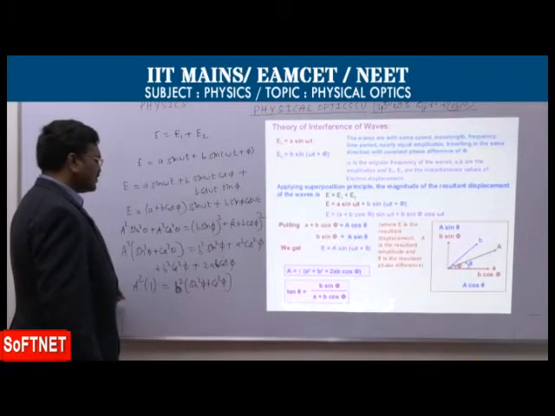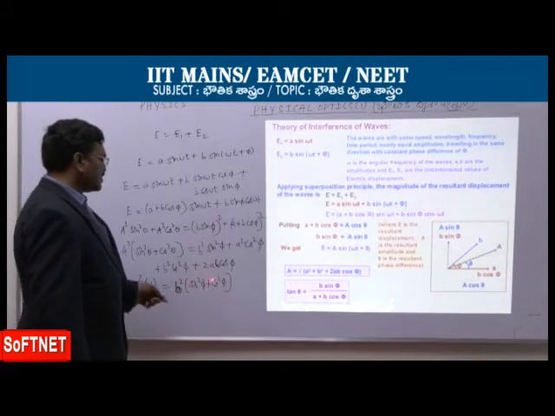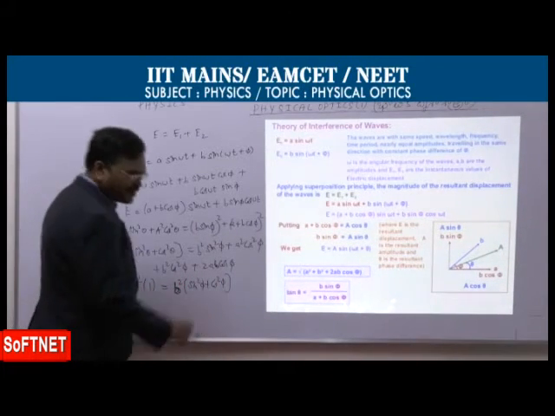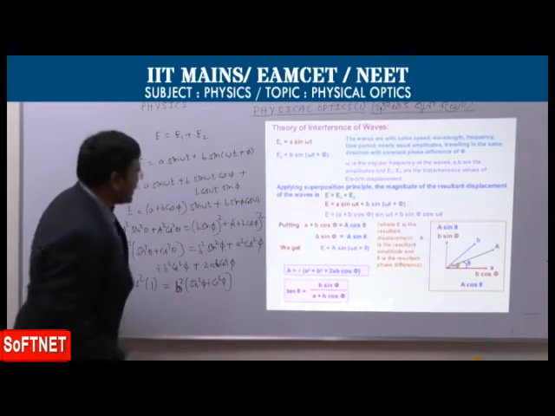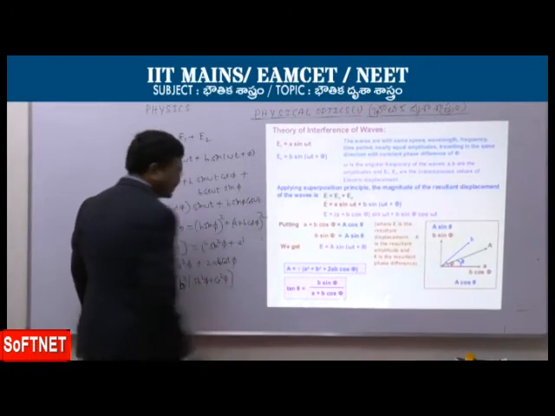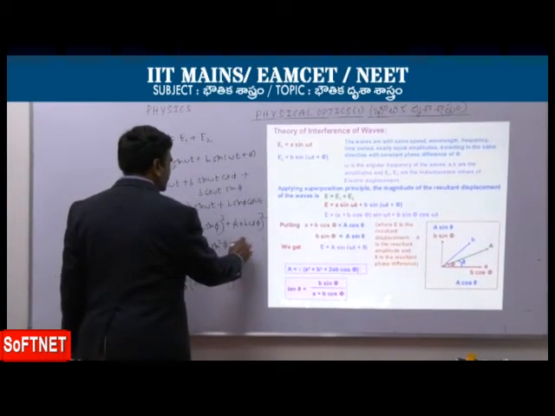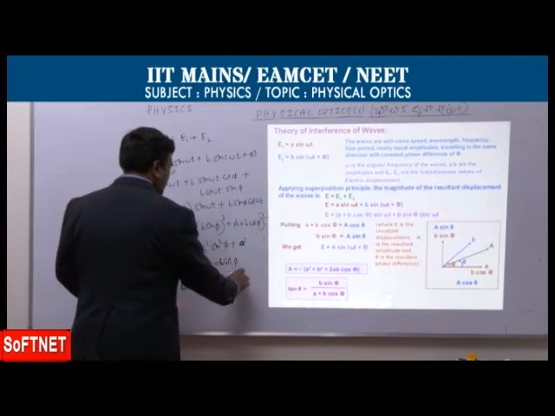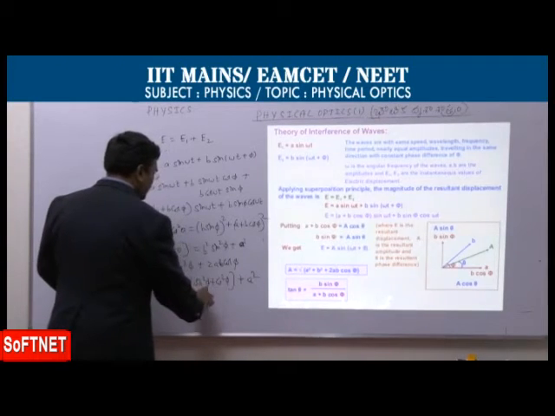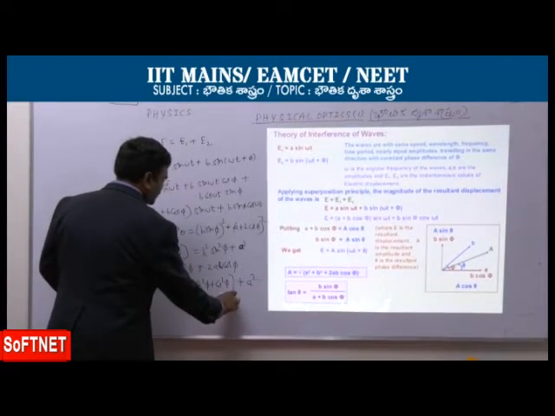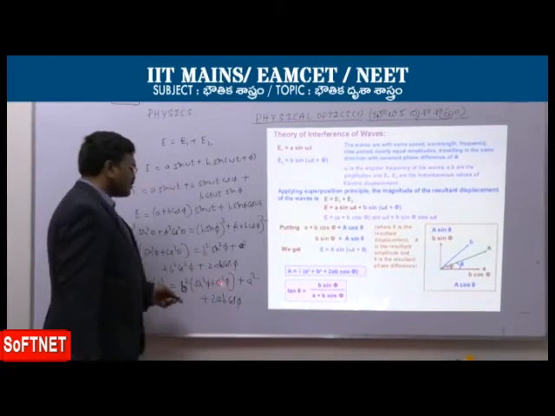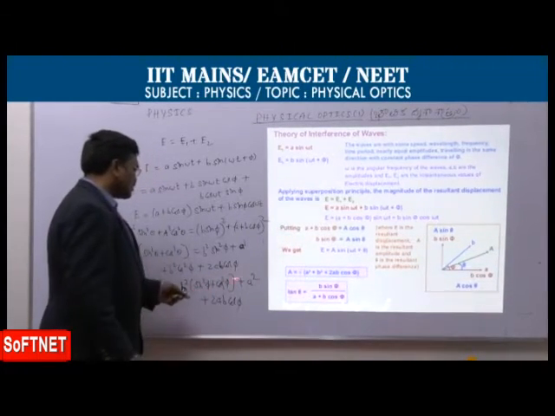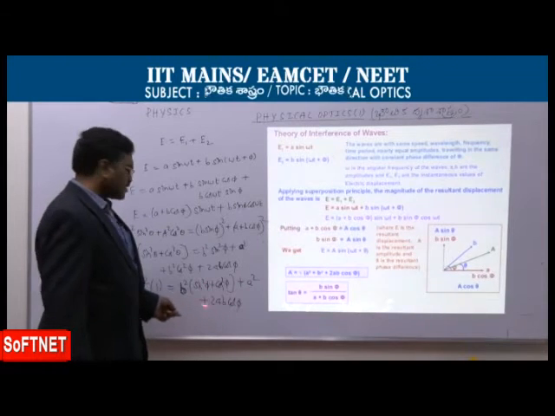Here, b square times sin square pi plus cos square pi is how much? Here it is a square only, a plus b cos pi. So we are getting a plus b whole square. So b square plus a square plus 2ab cos pi. From this, sin square pi plus cos square pi is 1. So we are getting a square plus b square plus 2ab cos pi.